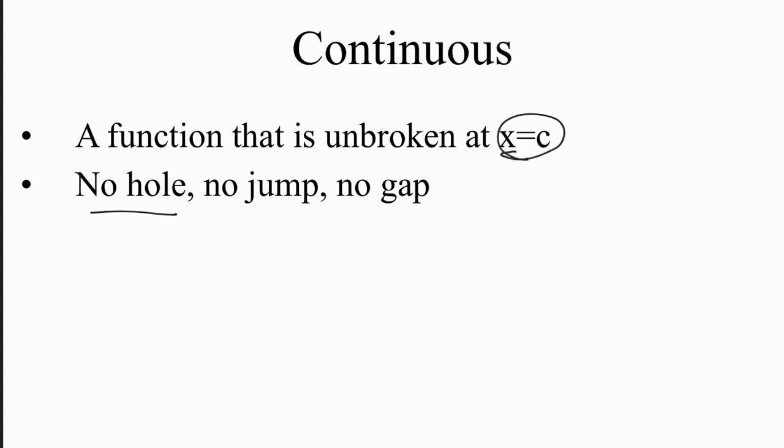That means that there's no hole, right? And you've seen functions that have holes in them. You've seen jumps. This one has no jumps and there's no particular forms of gap. So that's what a continuous function looks like.